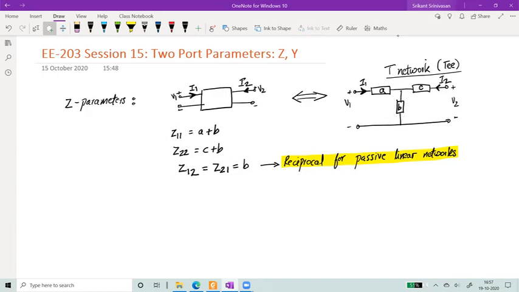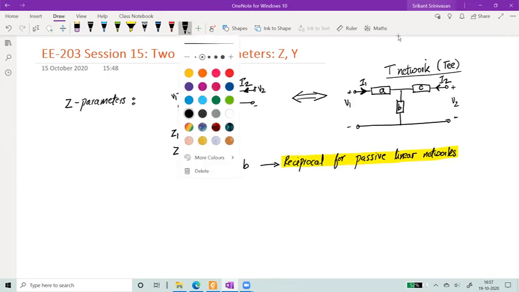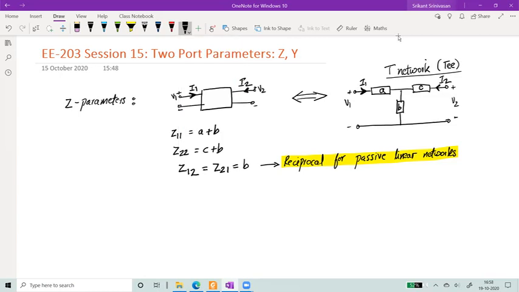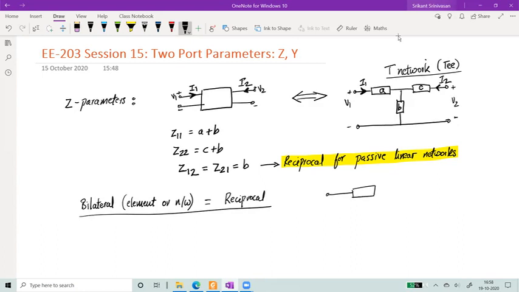This network is reciprocal. And this equivalent T network is possible whenever you have passive linear elements. In fact, these elements which are reciprocal are also referred to by another term called bilateral. So a bilateral element or network is a reciprocal network. Okay. And you could represent it by a T network where you would have the elements.